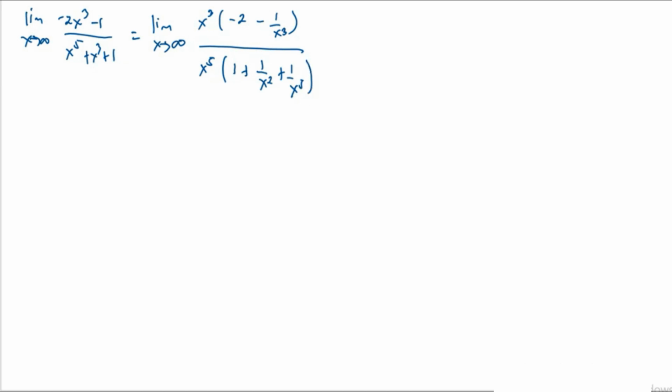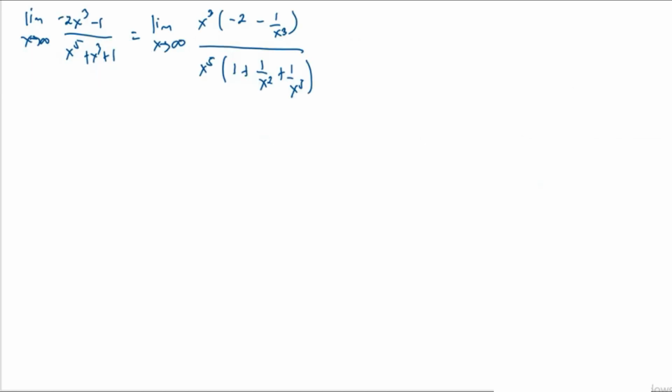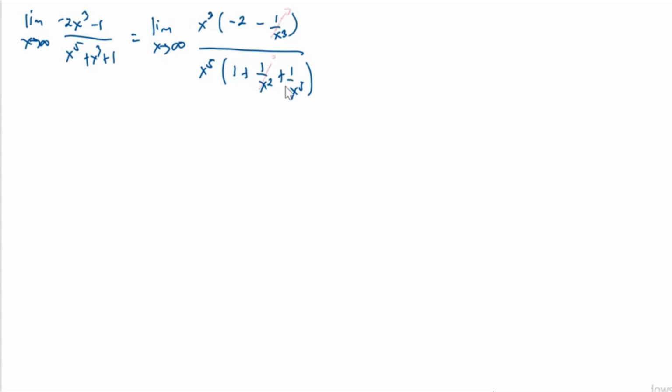Then applying the properties of limits, the limit of 1 over x as x approaches positive infinity is equal to 0. 1 over x squared is also 0, as well as 1 over x to the fifth power. So the remaining terms are negative 2x cubed, you multiply x cubed times negative 2, all over 1 times x to the fifth power, which is x to the fifth power.